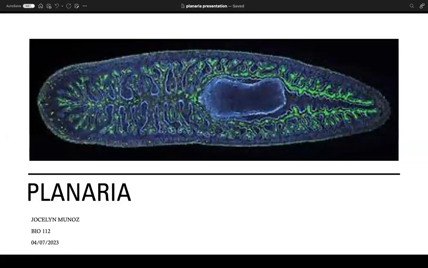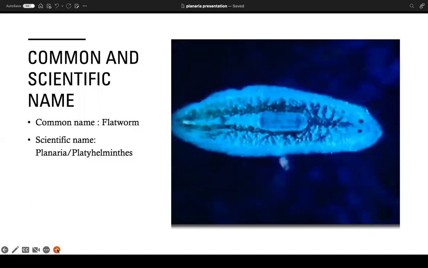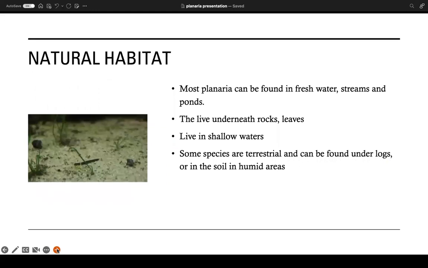The organism that I chose to research is Planaria. Their common name is the flatworm, and their scientific names are Planaria and platyhelminths. Most planaria can be found in fresh water like streams and ponds. It's usually more shallow. They live underneath rocks and leaves.